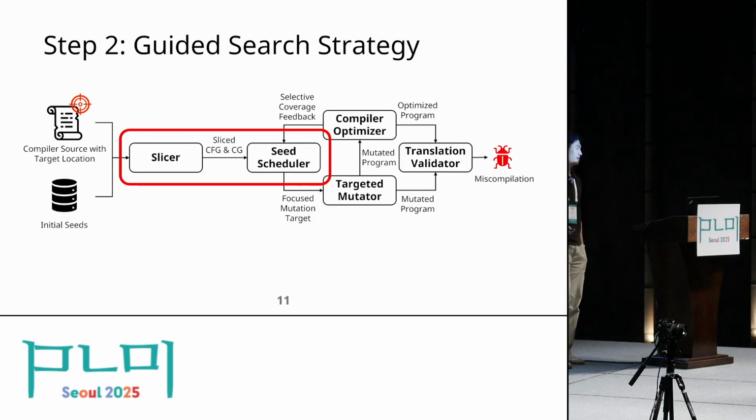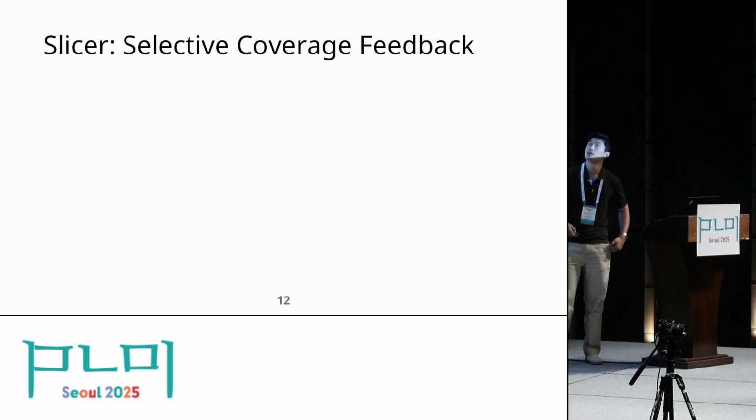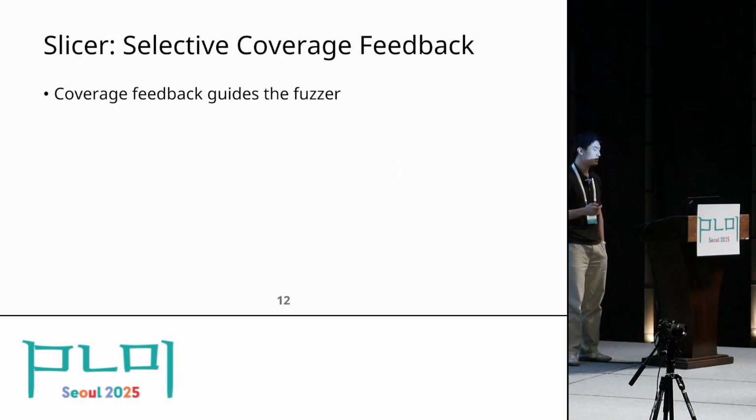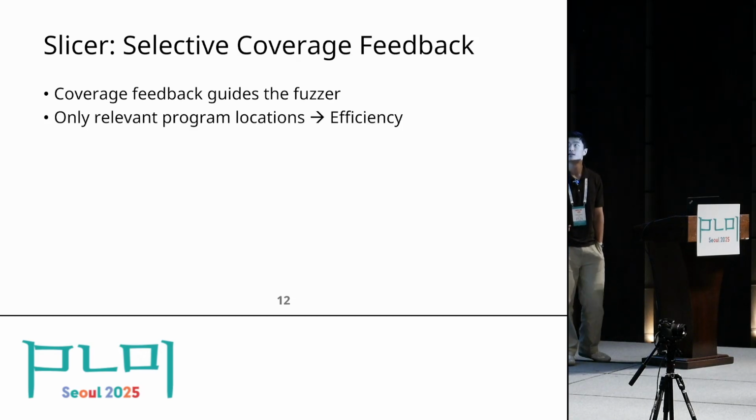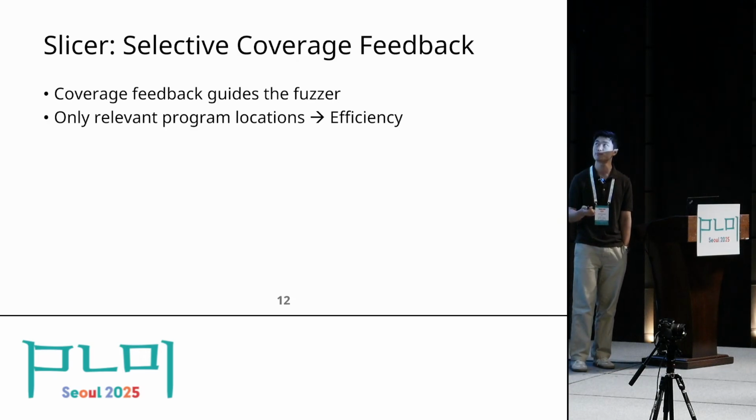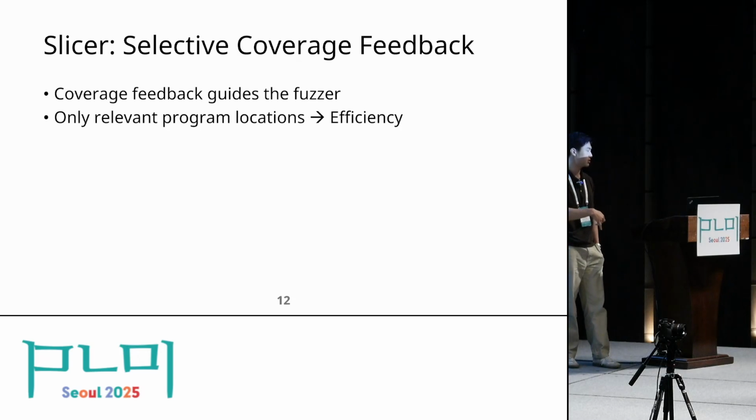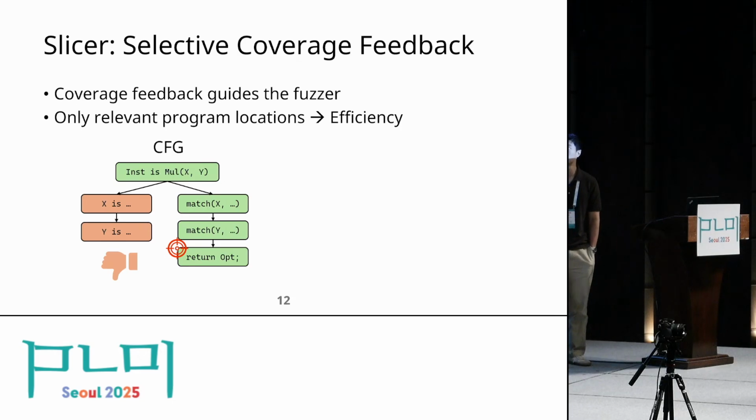The second part is to use the guided search strategy. Guided search strategy through slicer and seed scheduler. The slicer is for selective coverage feedback. Coverage feedback is essential information to guide the fuzzer. And as you can imagine, if we only use the relevant program locations in the coverage, we can boost efficiency. So, for example, this is a CFG of our optimizer.